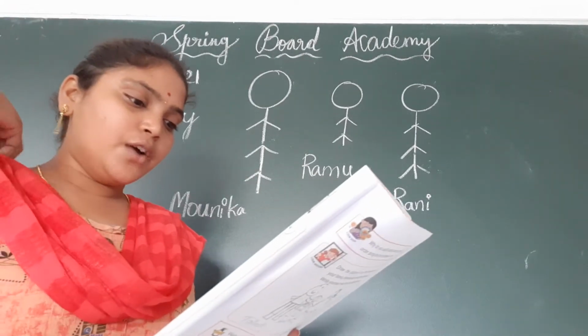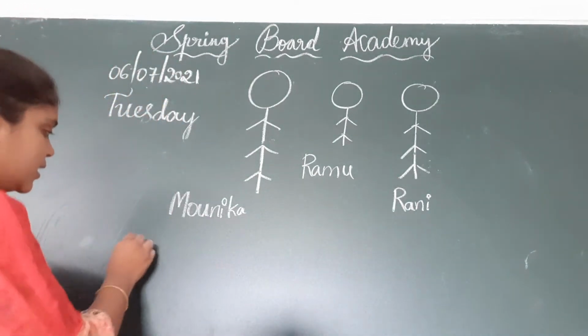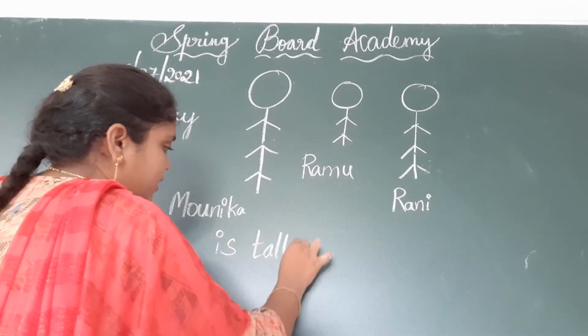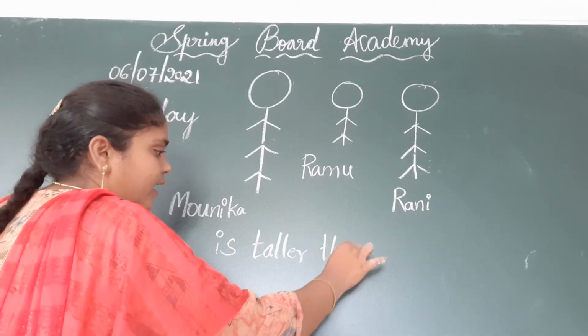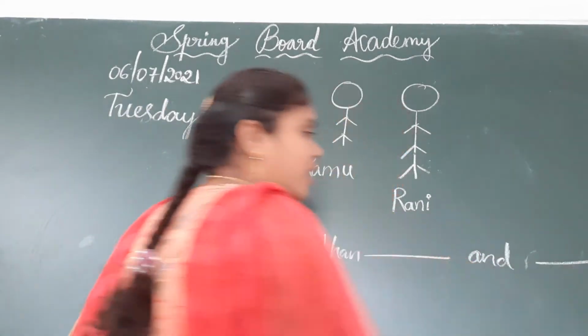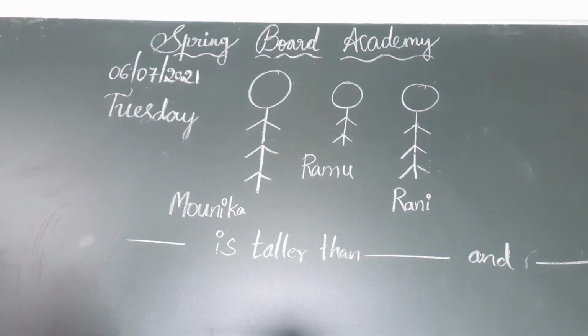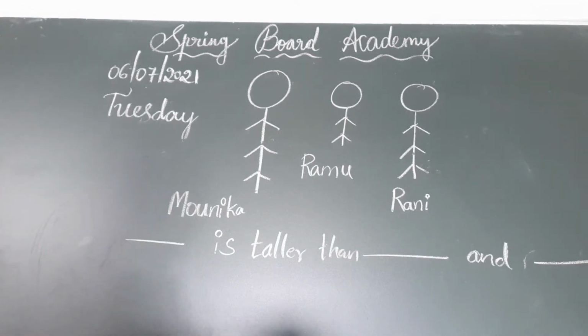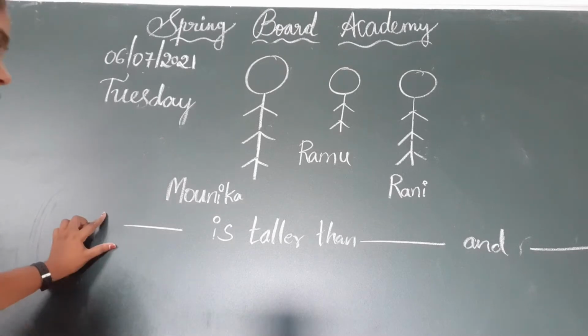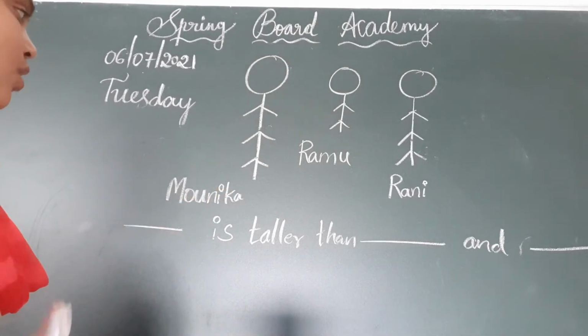Next. Now here, children, dash is taller than dash and dash. Now here what we have to write? We have to write who is taller than the remaining 2. Okay, who is taller, children, here? In these 3, who is taller?